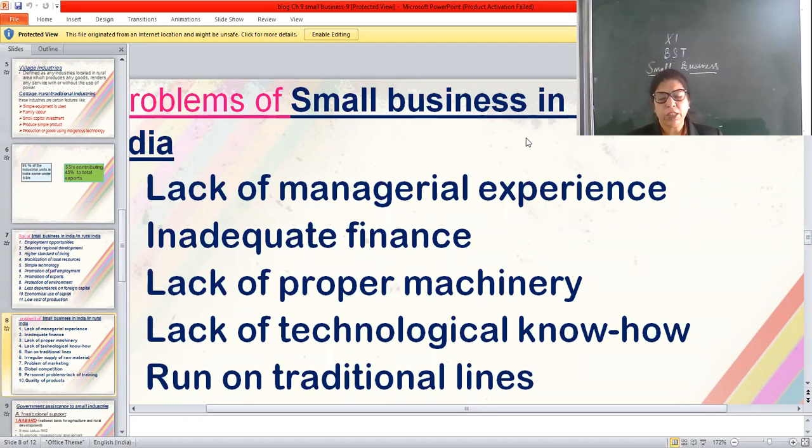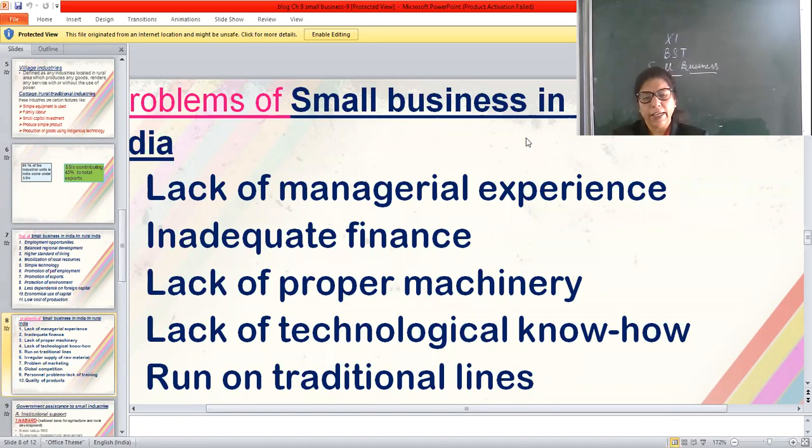Lack of proper machinery. See, small businesses, as I told you, micro, small, medium. Up to 10 lakh rupees, the investment criteria is there, so how can they afford or how can they install advanced, sophisticated machinery? Generally, small businesses use old pattern, old methods of production.